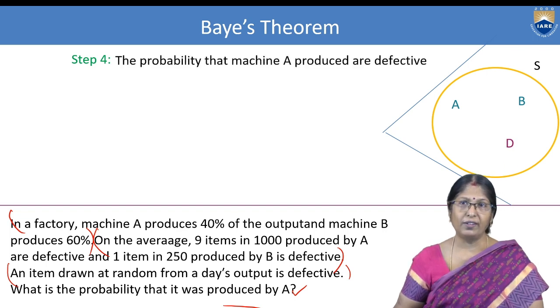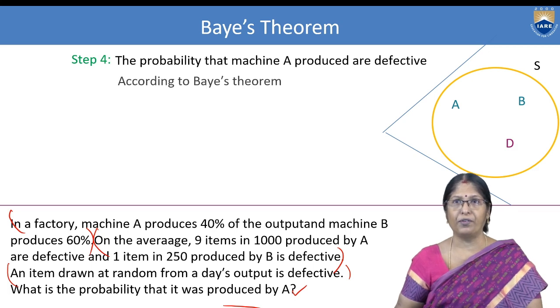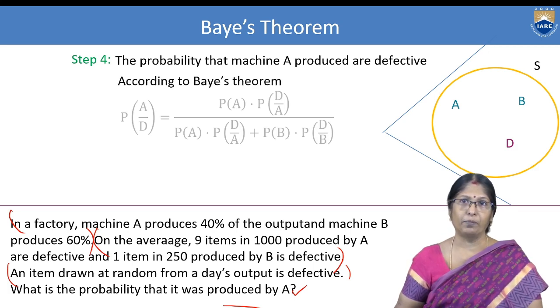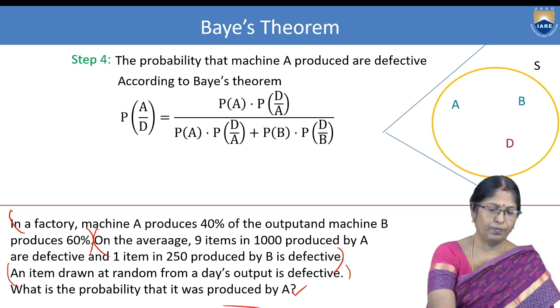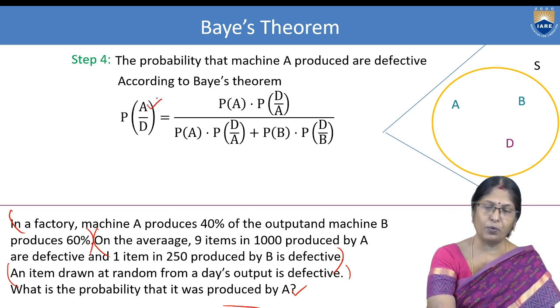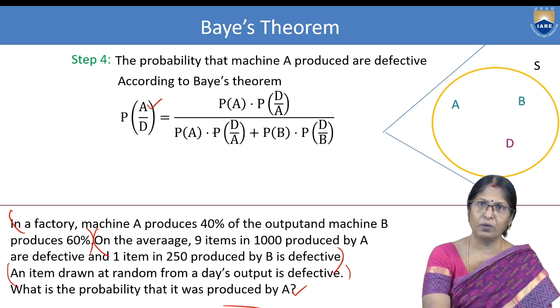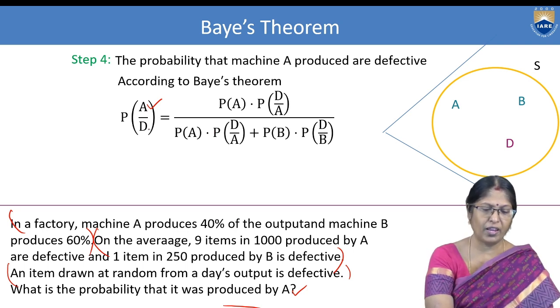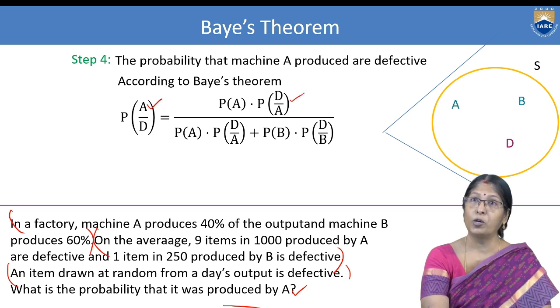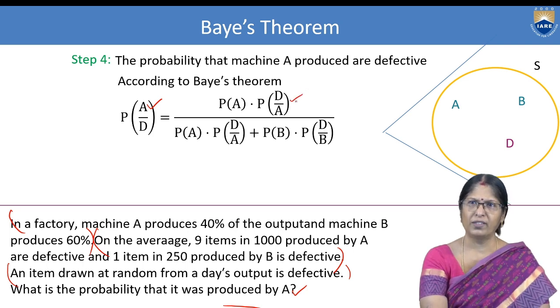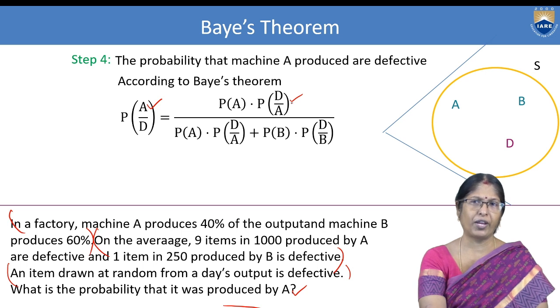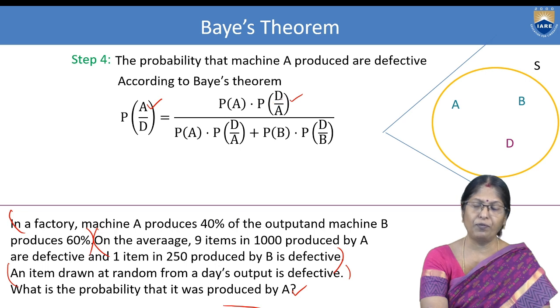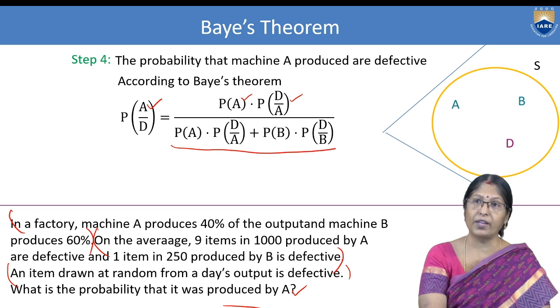The probability that the machine A produced are defective, according to the Bayes theorem. We can see it. Probability of A given D equals, very easy to remember, here A given D, compulsorily this side, probability of D given A. Some technique we have to keep in our mind, nothing wrong in it. So probability of D given A into probability of A. The down part, compulsorily all the main events will be written.